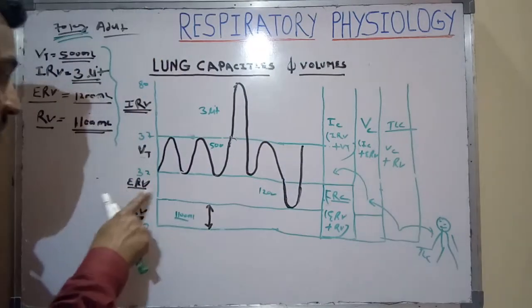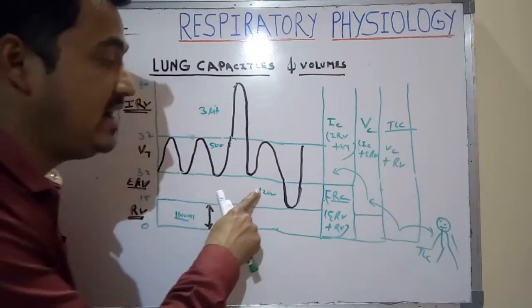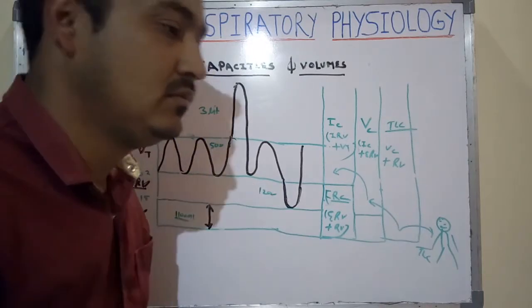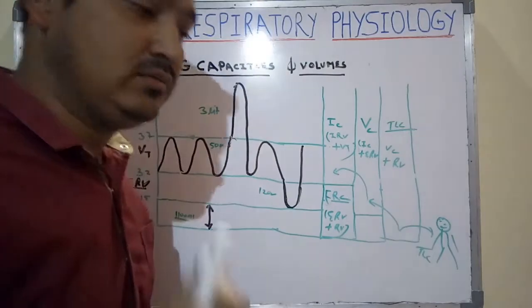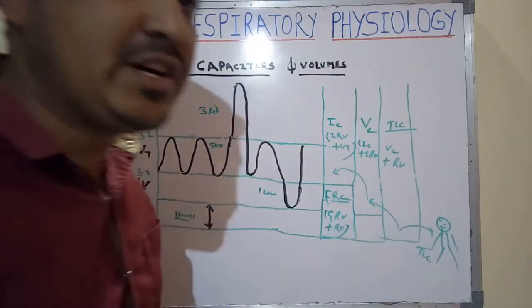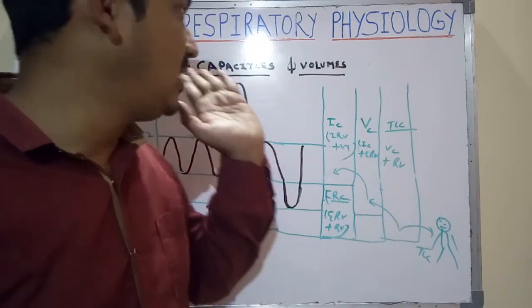Or he is not able to reach the expiratory reserve volume, which is around 1200 ml. Say he is expiring an additional only 200 ml, he's not expiring a lot. So at that time he has what? Obstructive lung disease. Fine. So this is all about lung capacities and lung volumes.